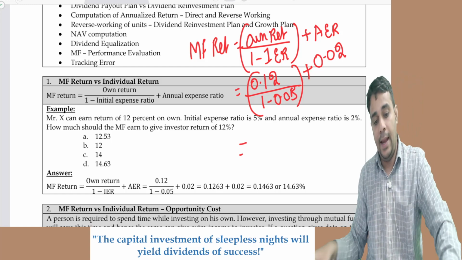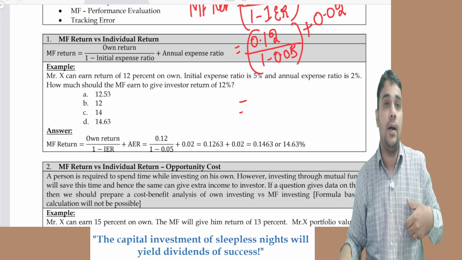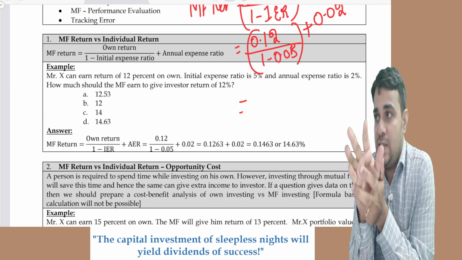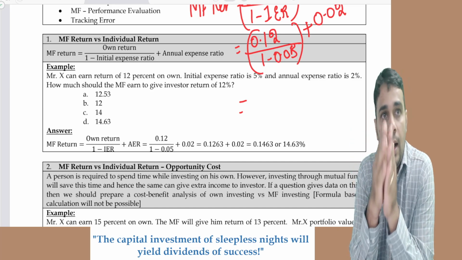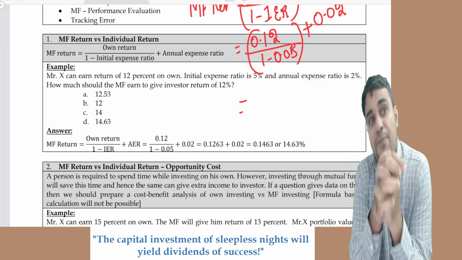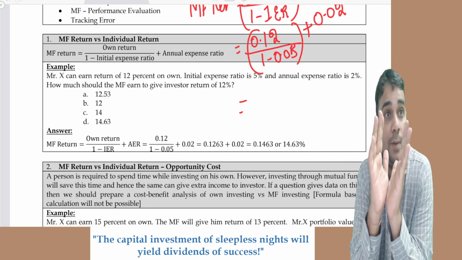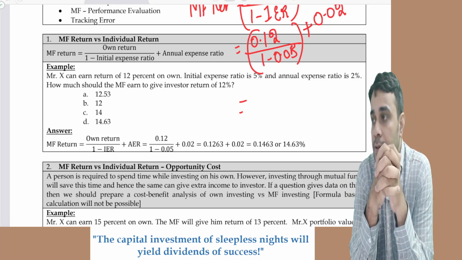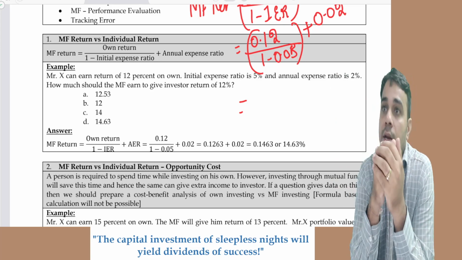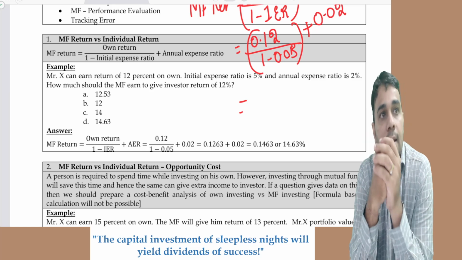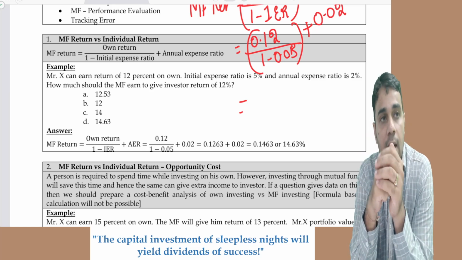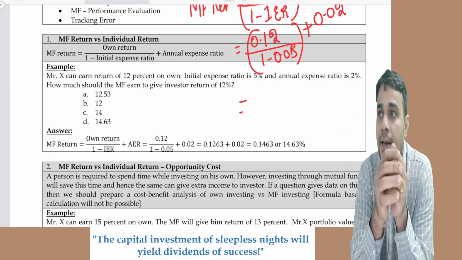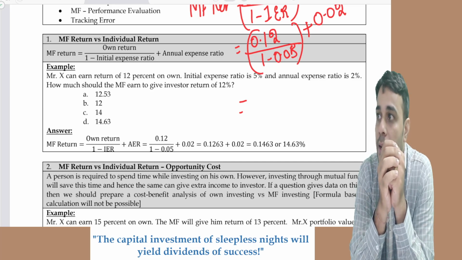Then comes MF return versus individual return, the opportunity cost. What is opportunity cost? You can do investment on your own and earn 14%. MF is saying I can earn only 12% for you, after all expenses. Now you are adamant that you want to do only your own investment because of 14%. But if I do my own investment, I cannot take this batch of classes, and I lose an income of 5 lakh rupees.